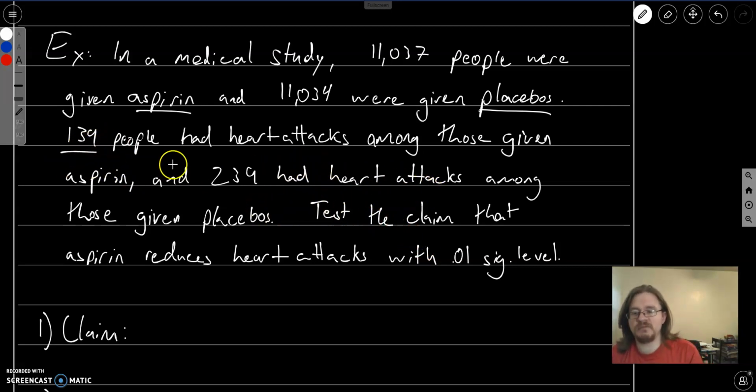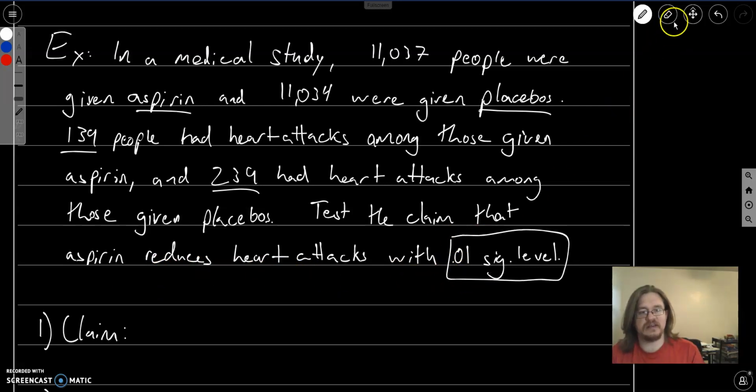Only 139 people had heart attacks when they were given aspirin. But 239 people had heart attacks when they were given placebos. So it feels like, since the numbers are similar, that more people had heart attacks when they weren't given aspirin. So we want to test the claim that aspirin reduces heart attacks with a 0.01 significance level.